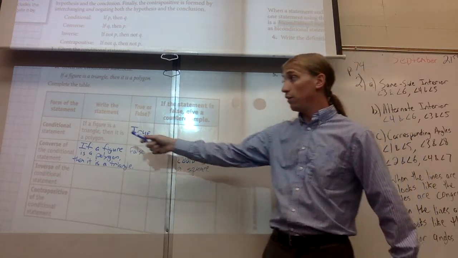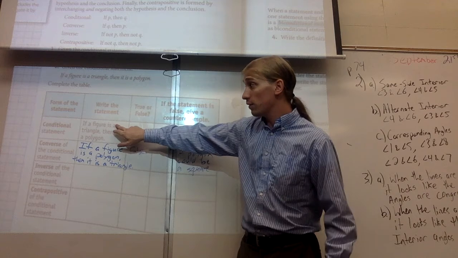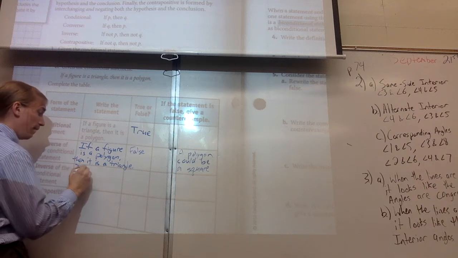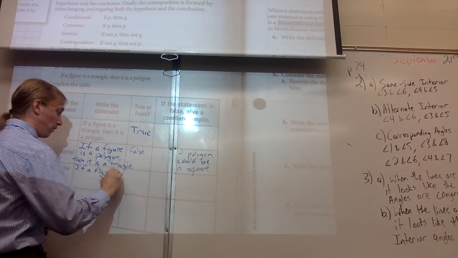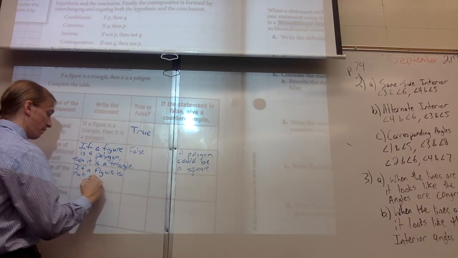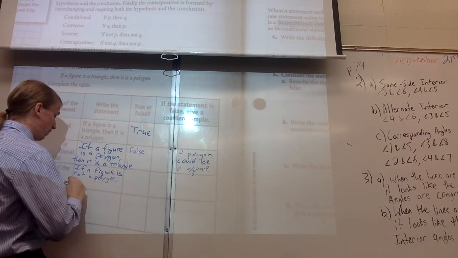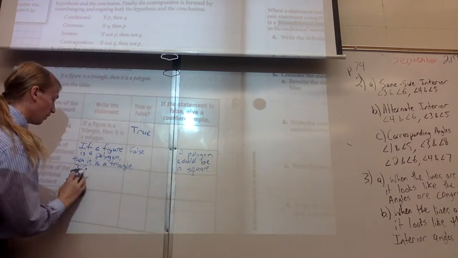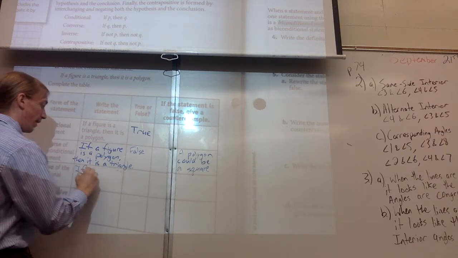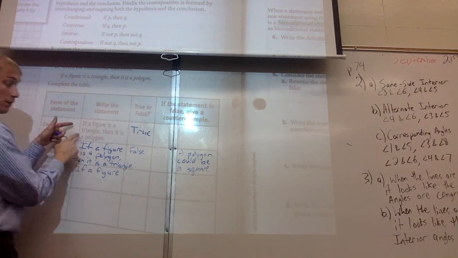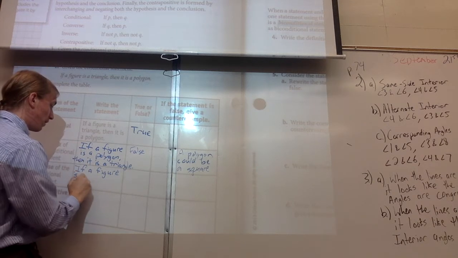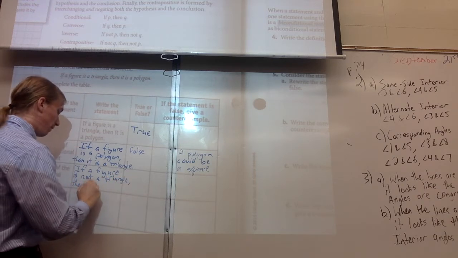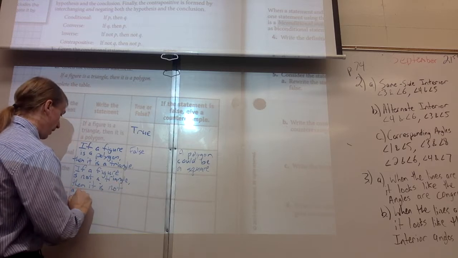The inverse of this original conditional statement. So we have if a figure is a triangle, then it's a polygon, so we're just going to make them both not. So it's going to say if a figure is not a polygon, then, oops, sorry, I actually made a mistake there. I want to say if a figure, I'm using this statement, if a figure is not a triangle, then it is not a polygon.